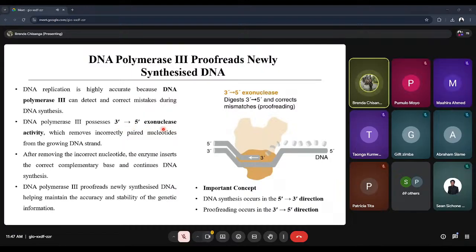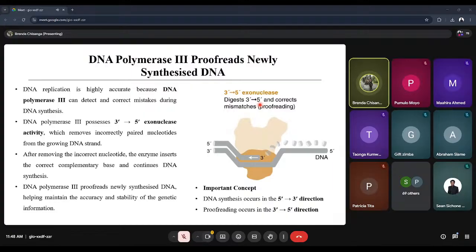Not 3 to 5 prime polymerase. Now you're not making here, you want to take out the mismatch. So you're trying to break. The nucleases usually destroy DNA. Okay, so you're trying to destroy that DNA, the mismatch that you've put, in this case, a nucleotide. So what you see in this diagram is the feature of DNA polymerase 3, which is the 3 to 5 prime exonuclease activity.